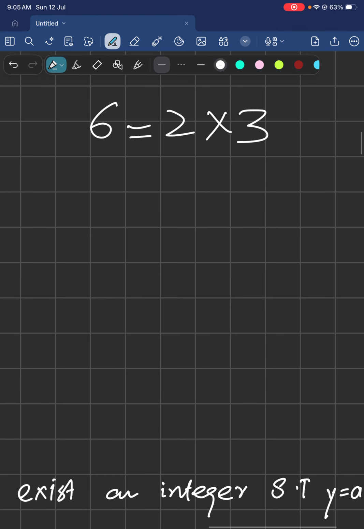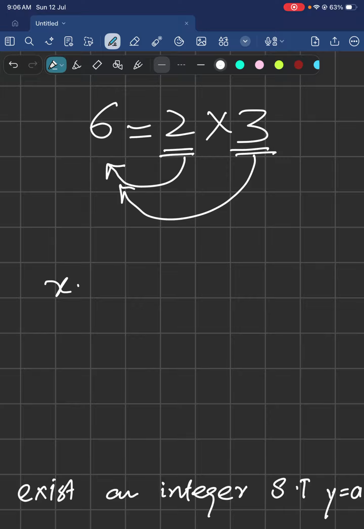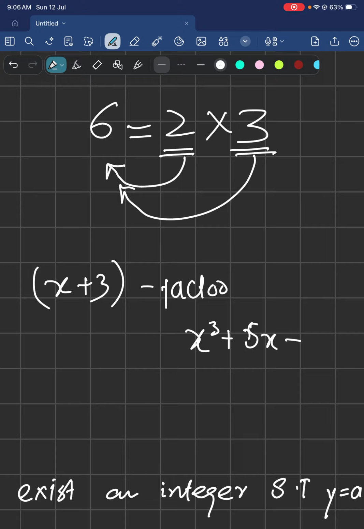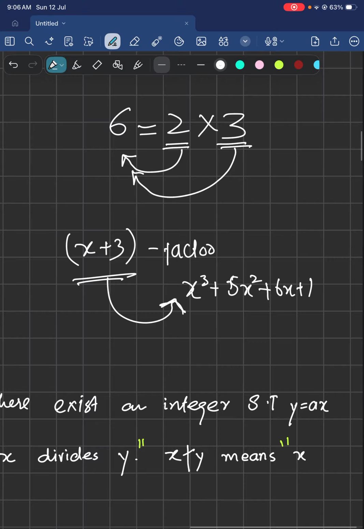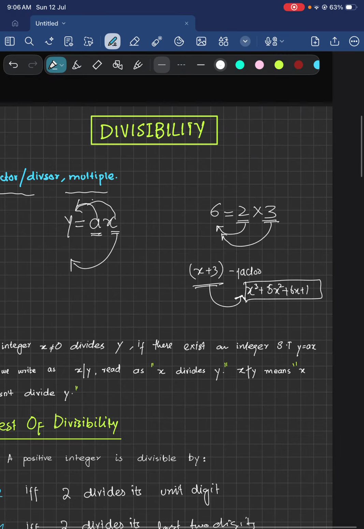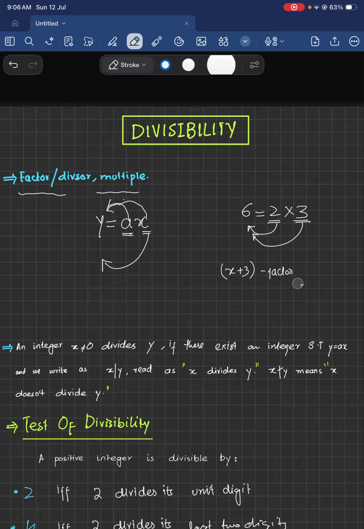So the factors of 6 are 2 and 3. That means 2 divides 6 and 3 divides 6. Again, factor means divisor. If I say that x plus 3 is a factor of, let's say, x cube plus 5x square plus 6x plus 1, that means x plus 3 would completely divide this expression with no remainder. This is what I mean when I say that it is a factor.